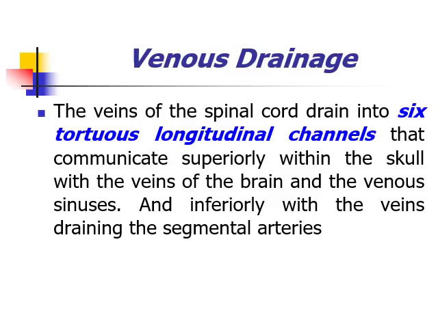The veins of the spinal cord drain into 6 tortuous longitudinal venous channels that communicate superiorly with the skull veins and the venous sinuses inside the cranial cavity, and these longitudinal channels anastomose or drain inferiorly into the veins draining the segmental arteries.